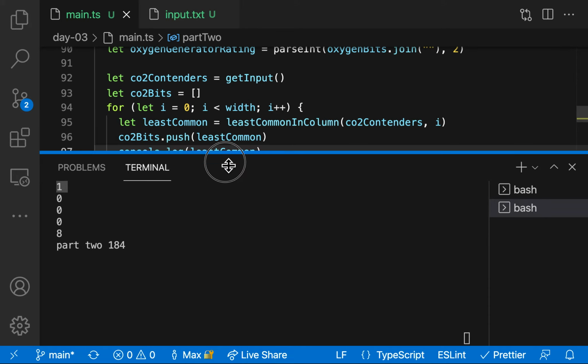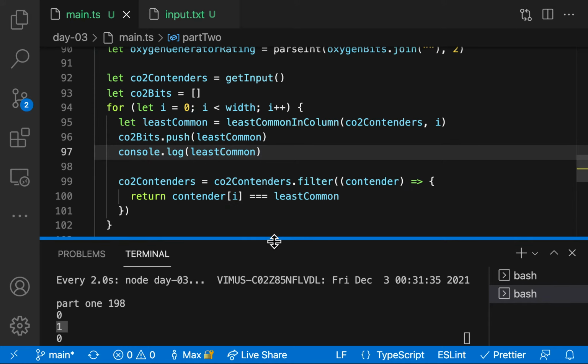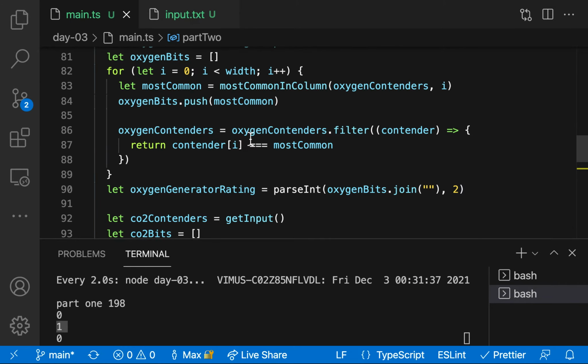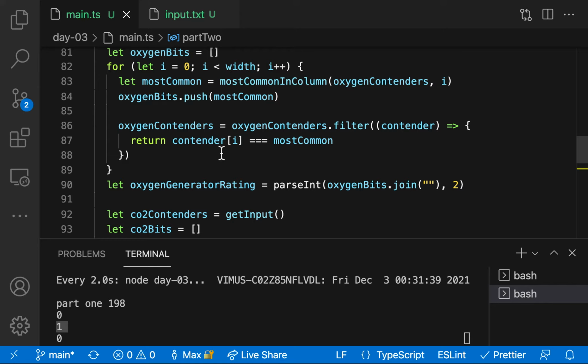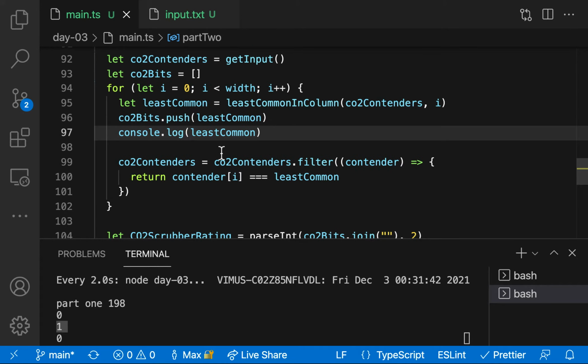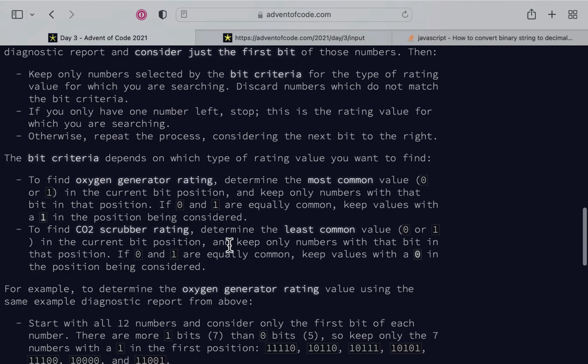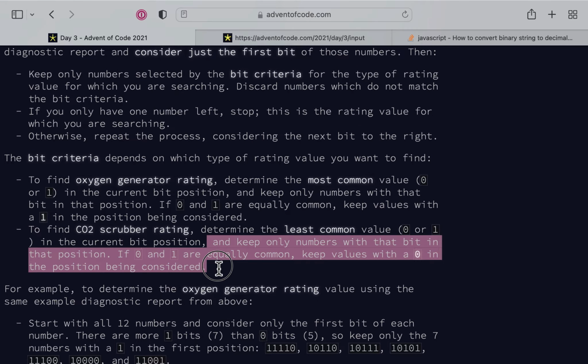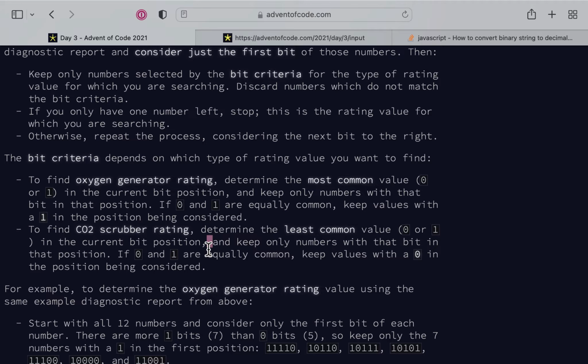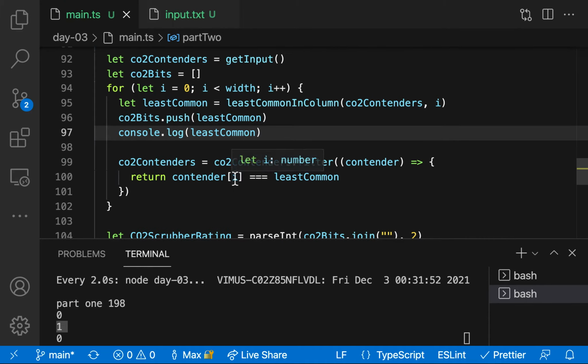01000. Is that right? Most common. Right, so keep only numbers with that bit in that position. Keep values, so, okay.